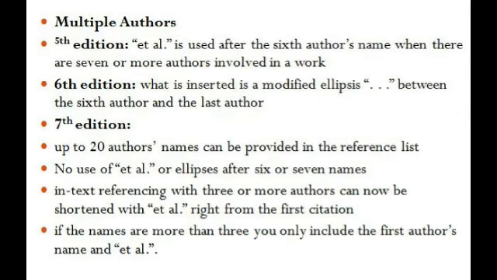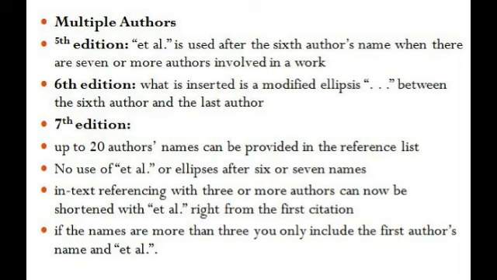Multiple authors. In the APA 5th edition, et al. is used after the 6th author's name when there are 7 or more authors involved in a work. Whereas in the APA 6th edition, what is inserted is a modified ellipsis between the 6th and the last author, removing all names in between. However, in the 7th edition, which is the newest edition, up to 20 authors' names can be provided in the reference list at the end of the work. You don't use et al. or ellipsis after 6 or 7 names. You list up to 20 names of authors.